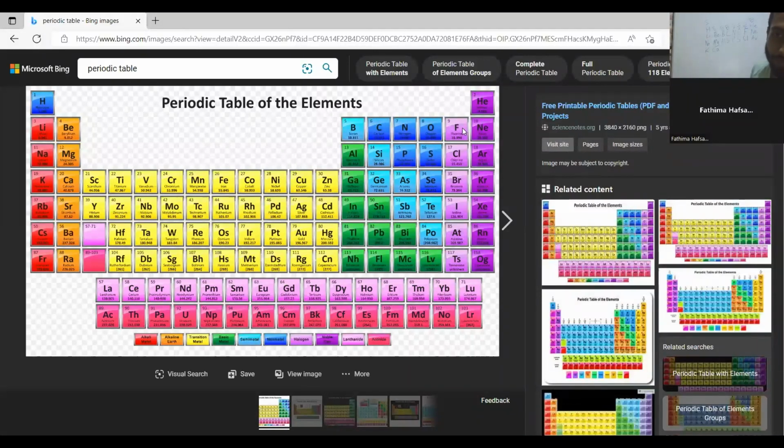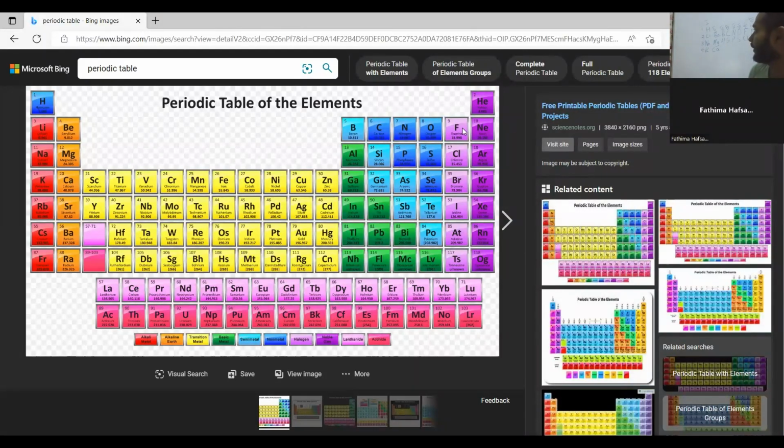So how many groups are there? 8 groups. And if we divide this vertically, that is group, and horizontally we call that periods. So how many periods are here? 1, 2, 3, and the last one is 4. So there are four periods and 8 groups in the first 20 elements.